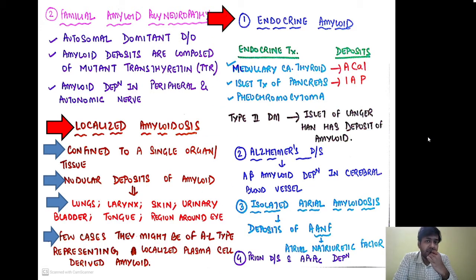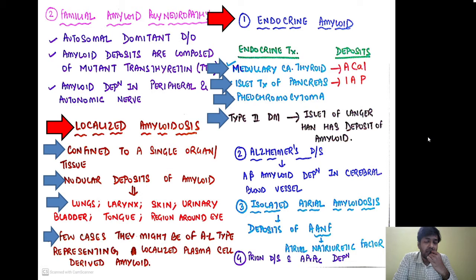Herein we see that there are many kinds of tumors which are secreting certain hormones or certain proteins, which are misfolded and deposited as amyloid. So firstly we are going to see the medullary carcinoma of thyroid. Here the deposit is ACAL. Then we have islet tumor of pancreas. Here the deposit is IAP. And then we have pheochromocytoma. So these are the endocrine tumors which are associated with amyloid deposition. Even in non-tumor conditions like type 2 diabetes mellitus, there is a deposit in the islets of Langerhans.